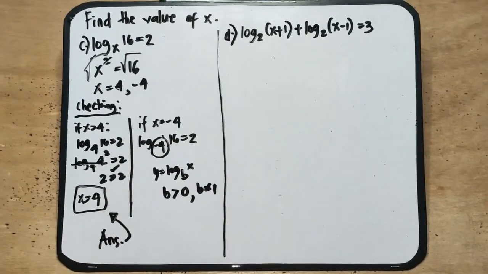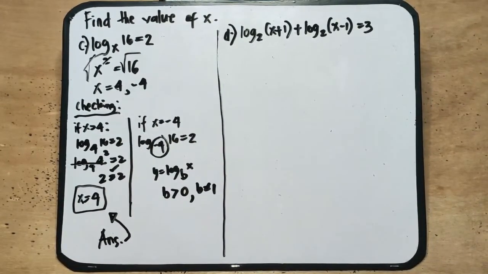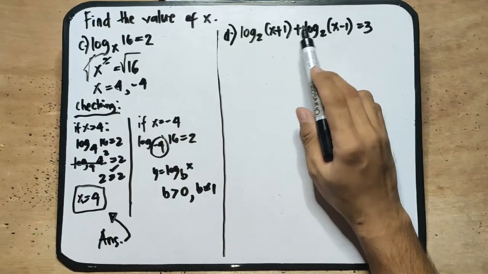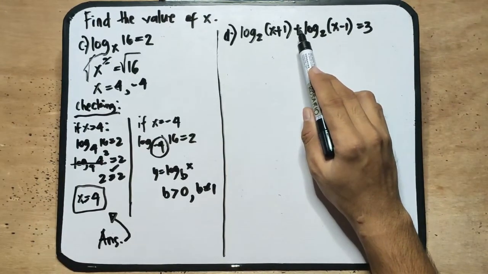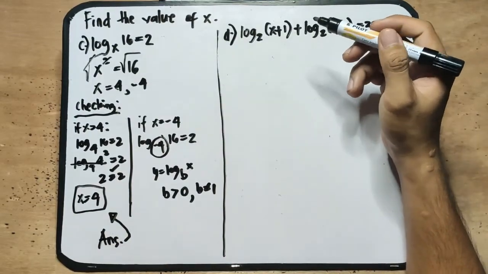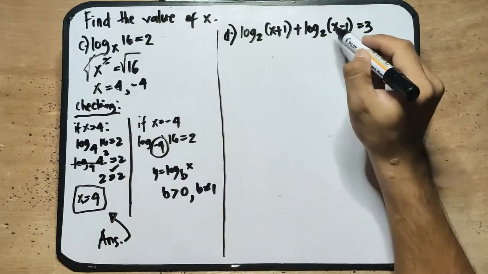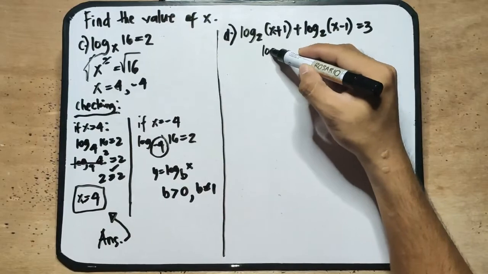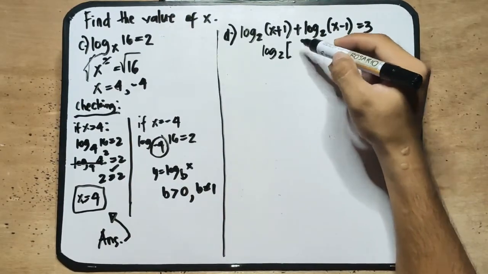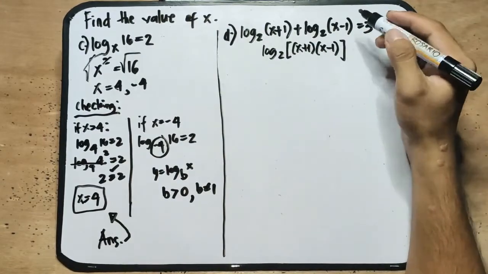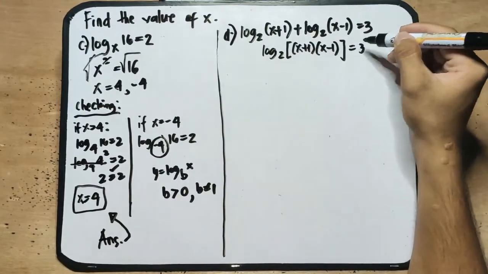For item D, we have log base 2 of x plus 1 plus log base 2 of x minus 1 is equal to 3. Since nakita natin na they have the same base here, parehong may log base 2, and then they are separated by addition symbol, we can use the first law of logarithms. We can combine them using multiplication, then using the same log base 2. So log base 2 of x plus 1 and x minus 1, the product of x minus 1 and x plus 1 is equal to 3.